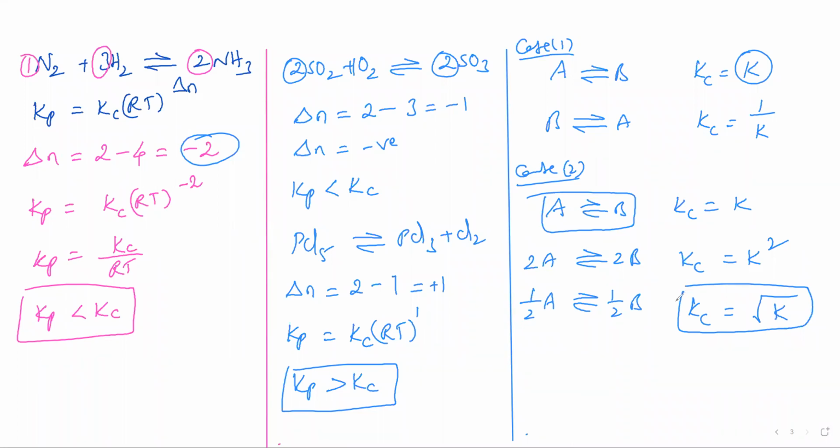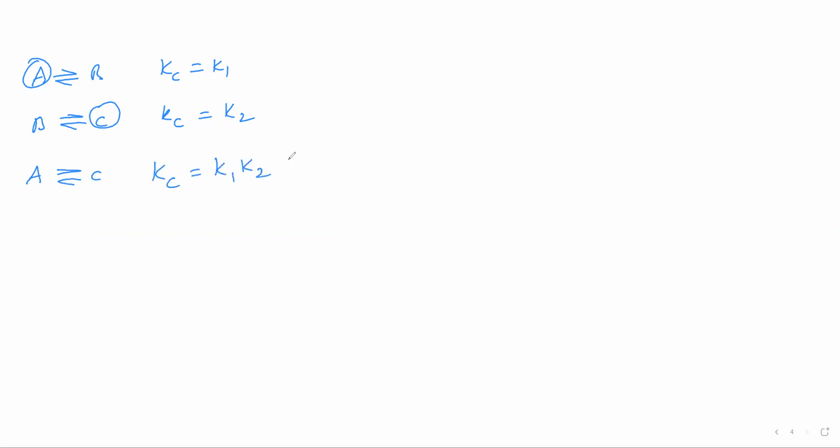Similarly, A gives B. For this, Kc is equal to K1. B gives C. For this, Kc is equal to K2. Now from A to C, that means A gives C. In such cases, Kc becomes K1 into K2. K1 into K2, right?